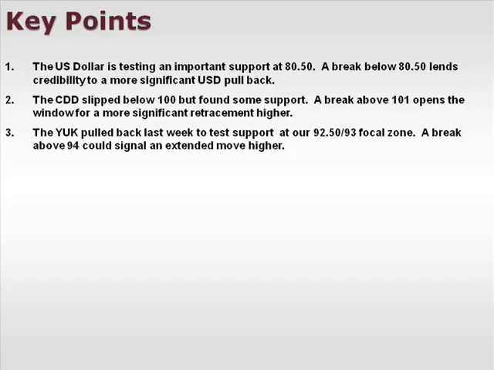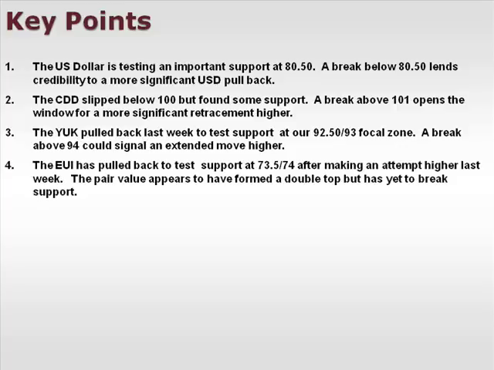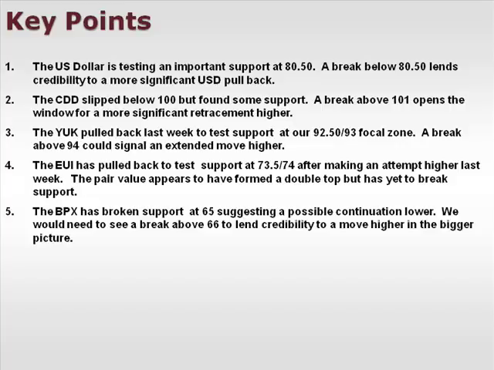The YUK pulled back last week to test support at our 92.5, 93 focal zone. A break above 94 could signal an extended move higher. The EUI has pulled back to test support at 73.5, 74 after making an attempt higher last week. The pair value appears to have formed a double top but has yet to break the support. The BPX has broken support at 65, suggesting a possible continuation lower. We would need to see a break above 66 to lend credibility to a move higher in the bigger picture.